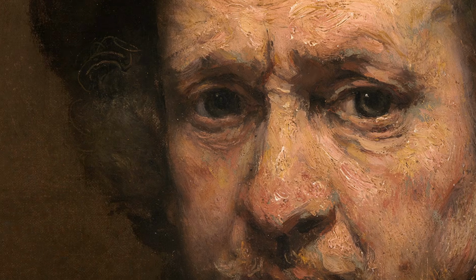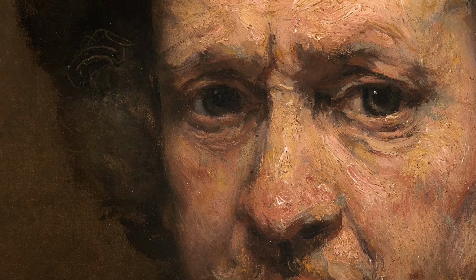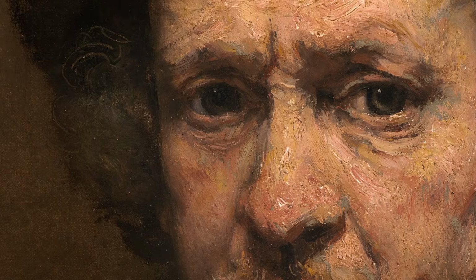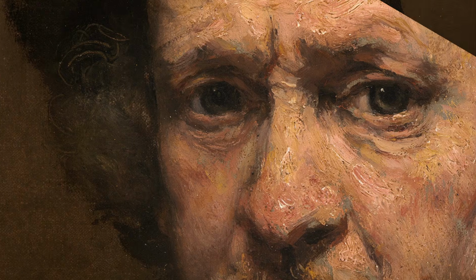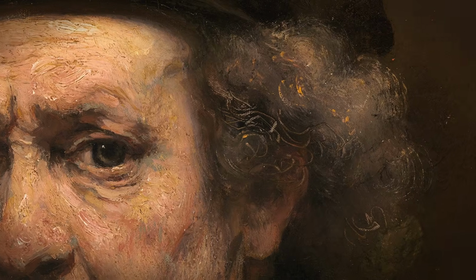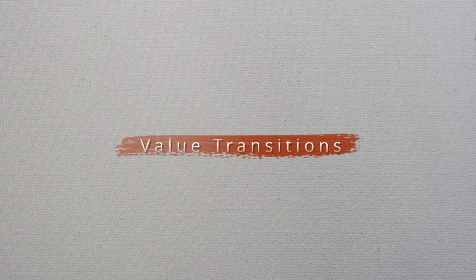It's more subtle and more complex, and the value transitions are more tempered. Rather than bold, simple brushstrokes, Rembrandt works the surface, creating more complex transitions. Even when he's creating more textured surfaces, Rembrandt is still able to make complex and subtle transitions. Let's focus on those value transitions. This is a fascinating aspect of Rembrandt's technique, and he's a master of it.